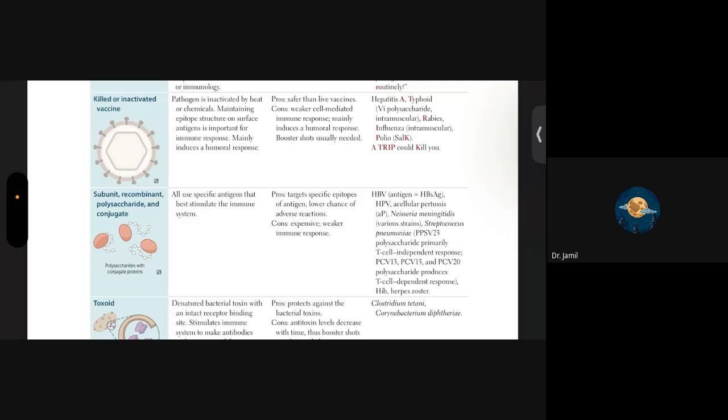Okay. So the target is a specific epitope, with lower chances of adverse reaction. These are the examples, you can just read the examples. The HPV, acellular pertussis, Neisseria meningitis, streptococcus polysaccharide. These are your polysaccharide, the TH independent ones, while PCV13 and the others are conjugate. Just memorize it, okay?